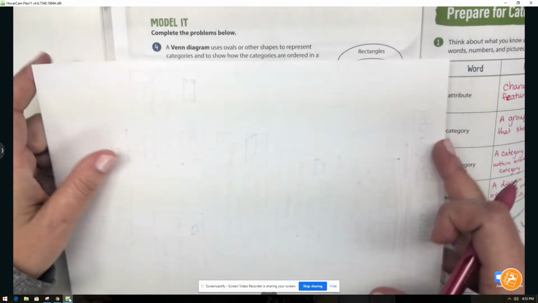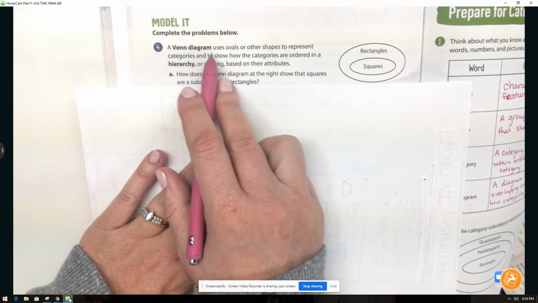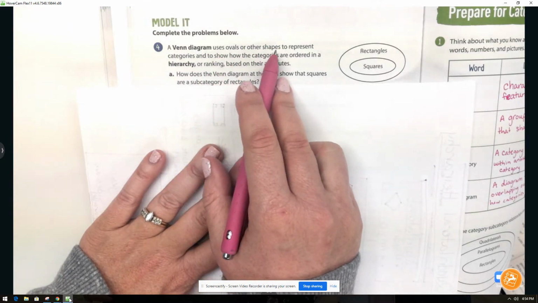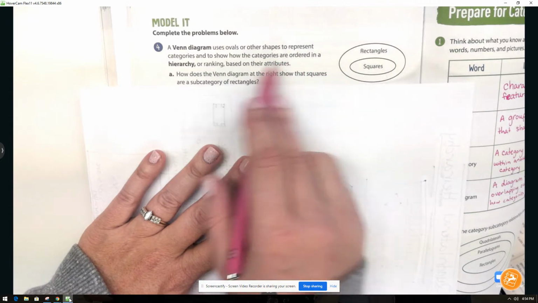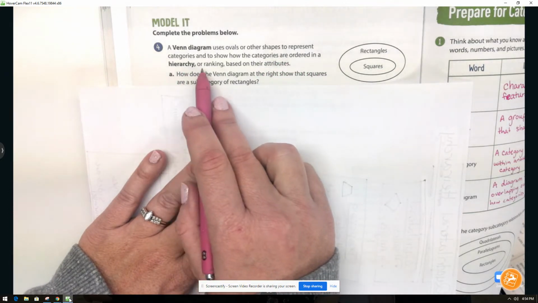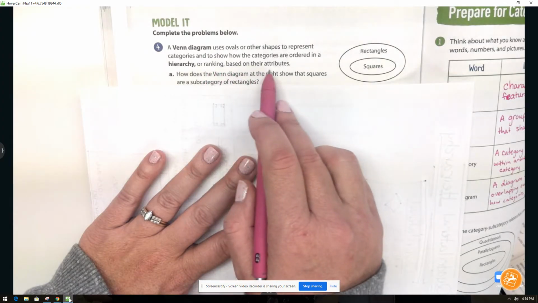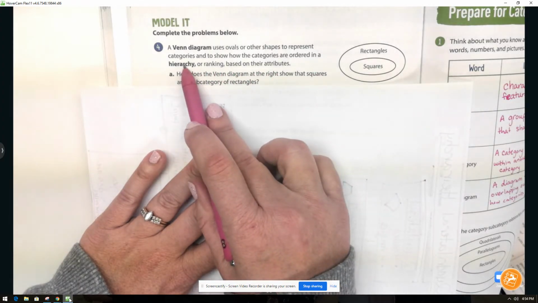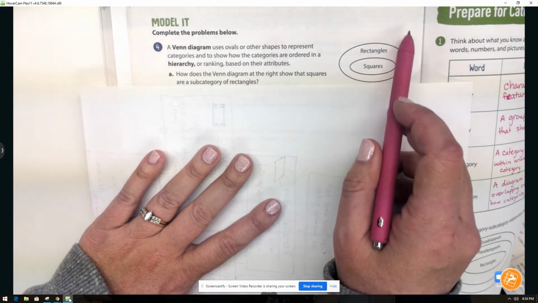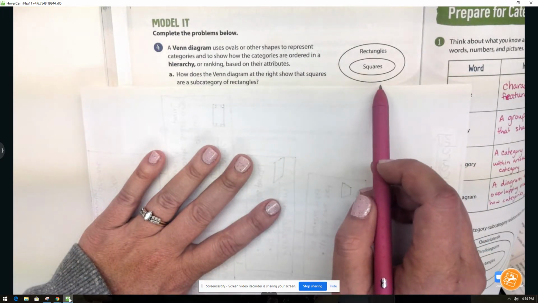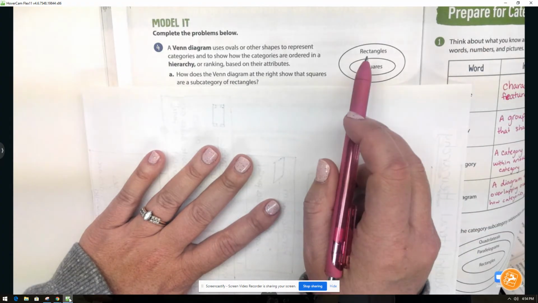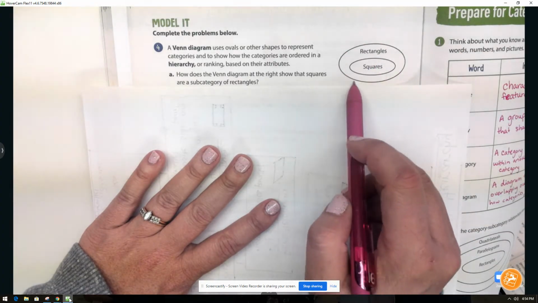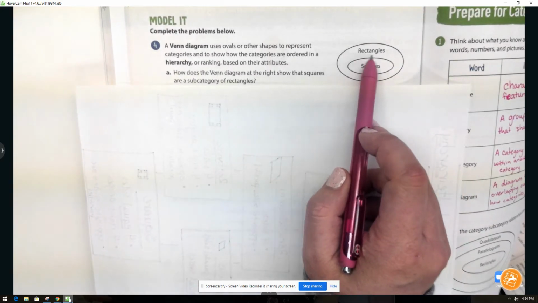All right, on page 576, it says this. A Venn diagram uses ovals or other shapes to represent categories to show how the categories are ordered in a hierarchy. A hierarchy is a ranking based on their attributes. So when we talk about a hierarchy, that means that the bigger the oval is, the higher up it is in the hierarchy.